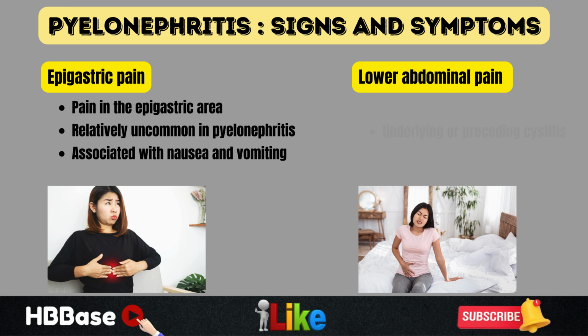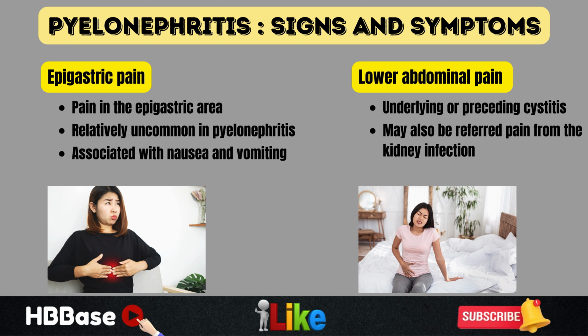It can be related to underlying or preceding cystitis, which would be, again, that inflammation of the bladder or that urinary tract infection that often precedes the pyelonephritis as we mentioned before. The lower abdominal pain may also be referred pain from the kidney infection itself. So even though there may be some infection in one of the kidneys, there can be referred pain down in the groin area. So this can also be a reason why we may see this symptom.